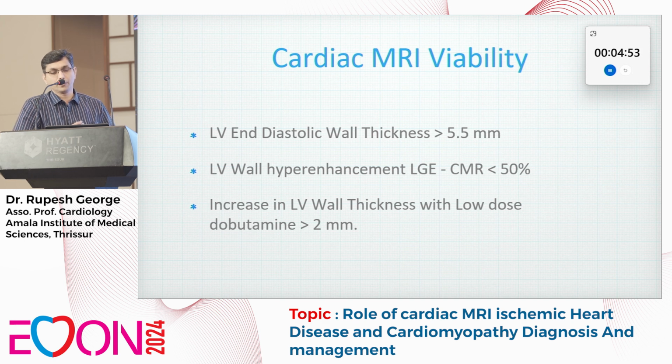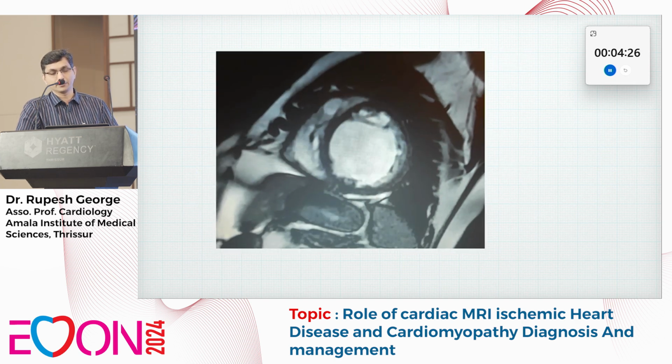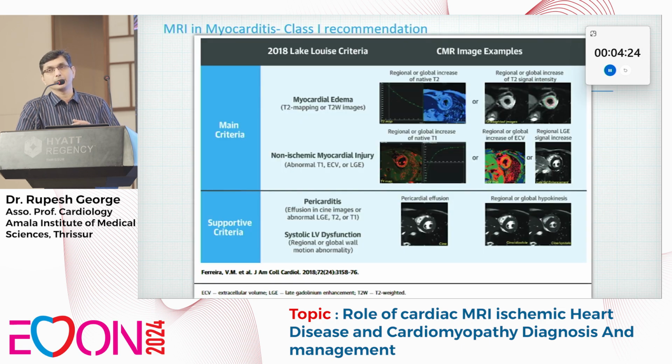The features of viable tissue are an LV end diastolic wall thickness of more than 5.5 millimeters. If there is LV wall hyperenhancement, which I have already shown in that image, and the transmural involvement is less than 50%, it will be viable. If the wall thickness increases by 2 millimeters after giving low dose dopamine, that is also a sign of viability. So this is another image of LV dysfunction where the cardiac MRI can pick up both edema and injury.